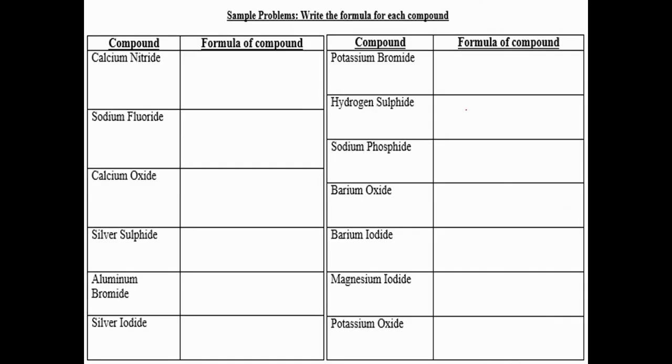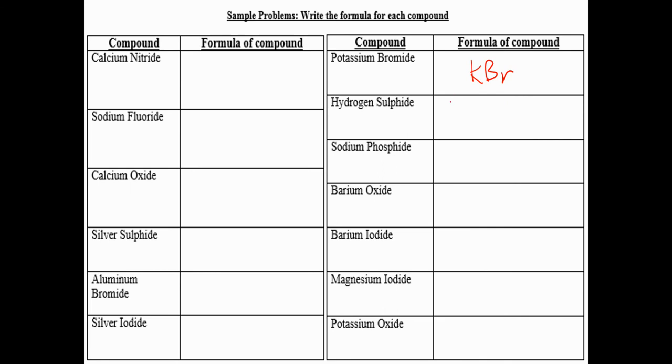So you can pause the video and try these out. I'm going to quickly write the answers out so that you can check your work to make sure you understand all this. So let's start off with doing the formulas. So potassium bromide is KBr.